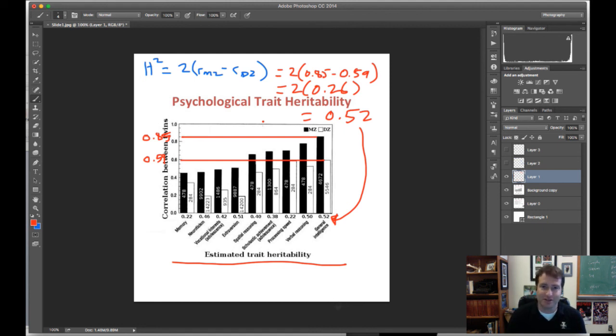The challenge is to find out what are those differences in genotype, what are the genes, and that's what genome-wide association studies are for. Anyway, I hope that helps.